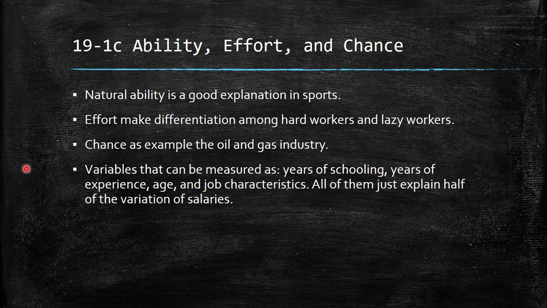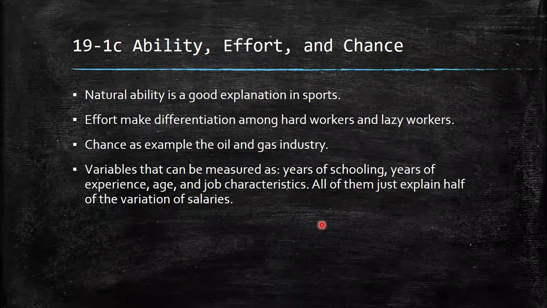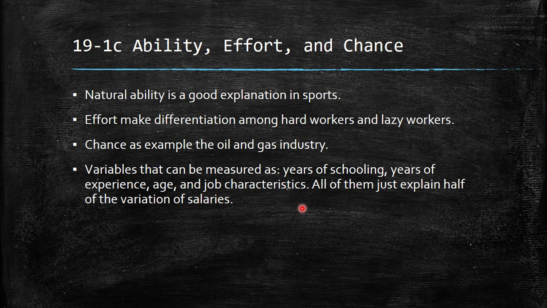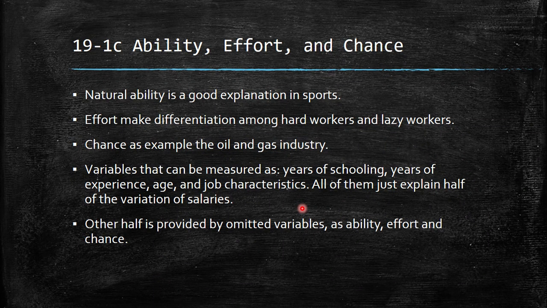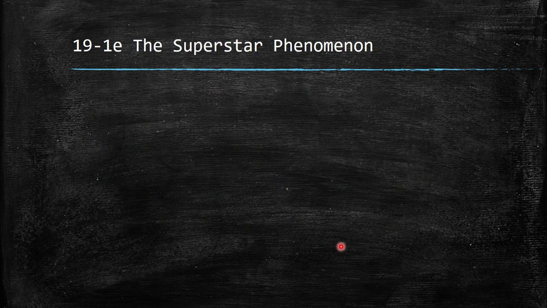Another important thing is the variables that can be measured, for example years of schooling, years of experience, age, and job characteristics. We already know that all of them explain just half of the variation of salaries. So those characteristics are not enough to explain 100% of the change in salary among the population. The other half is naturally provided by omitted variables, which could be called ability, effort, and chance.